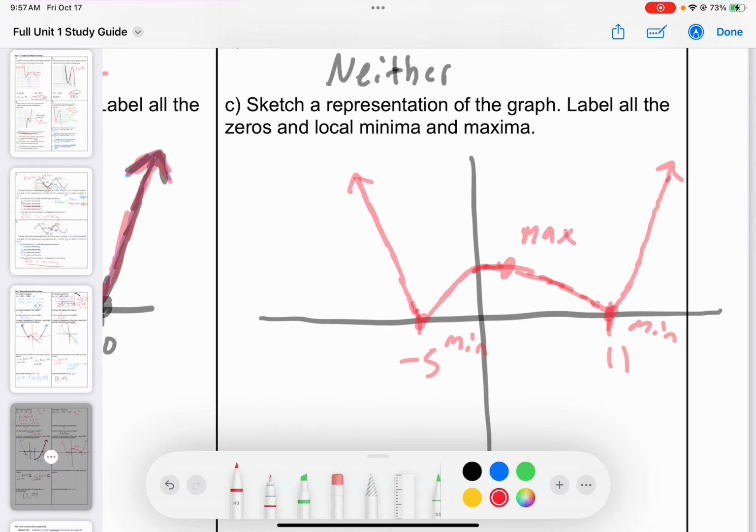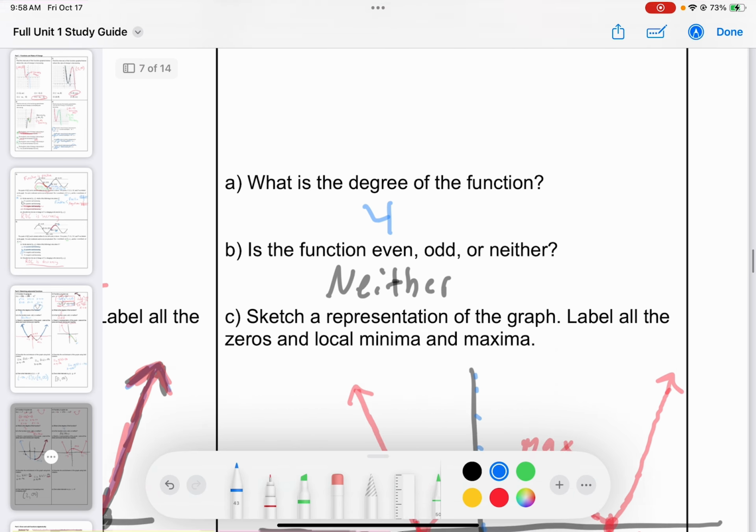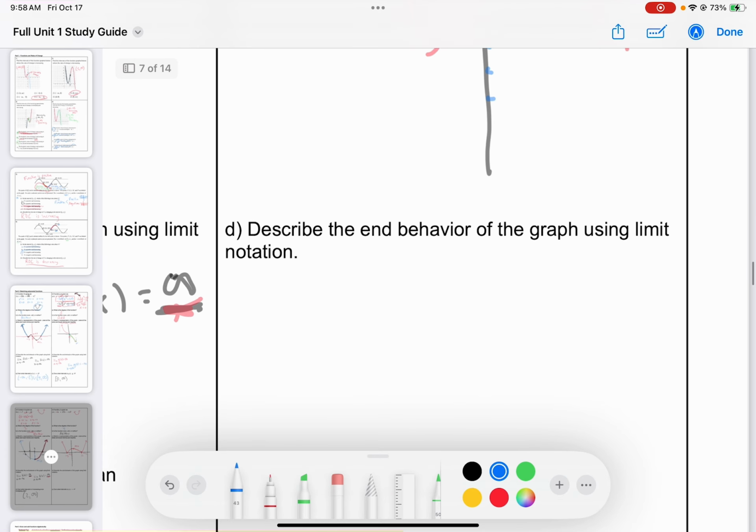Now, it's not the same on both sides. It's not reflecting, just to go back to the even odd thing. If I couldn't fold this over top of each other and they would be the same. So that's why it's neither even nor odd.